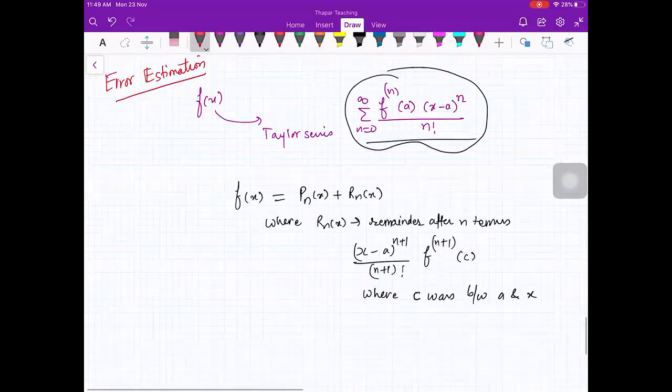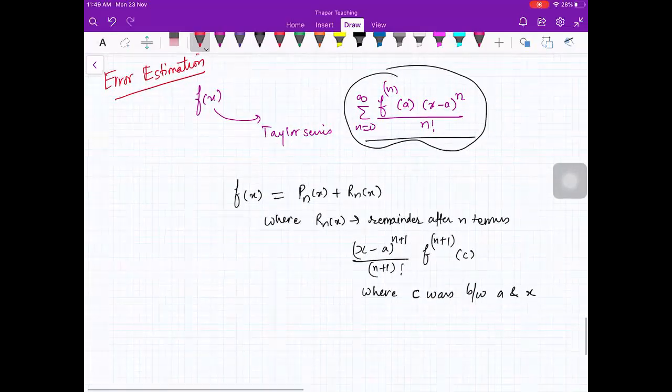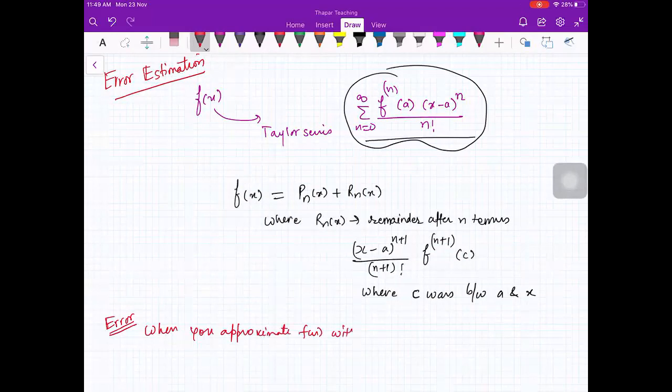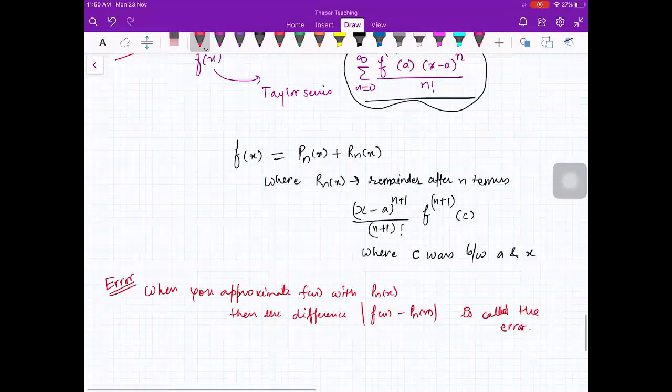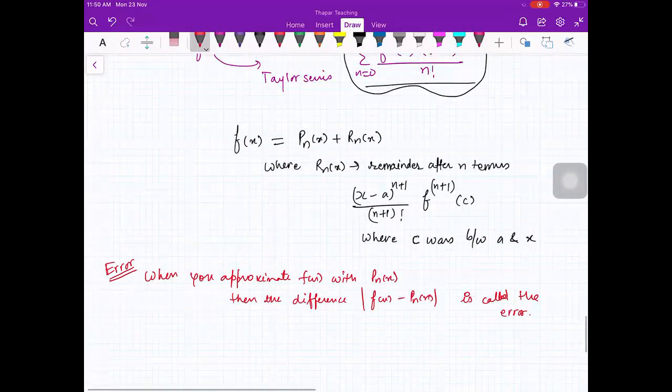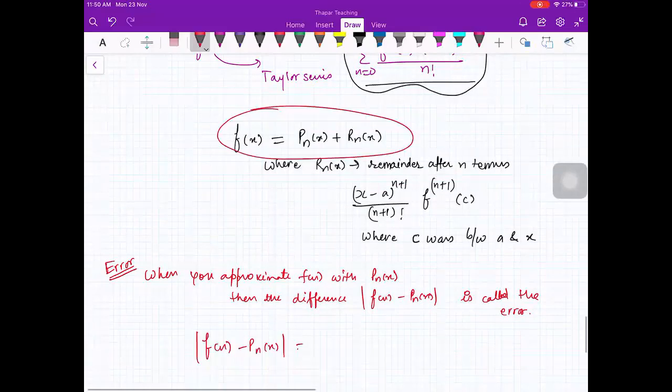Error estimation is when, what is error? Error is when you approximate f of x with Pn(x), then the difference mod of f of x minus Pn(x) is called the error. Okay, obviously this is the error, and from here you can see that mod of f(x) minus Pn(x) is equal to mod of Rn(x), right?